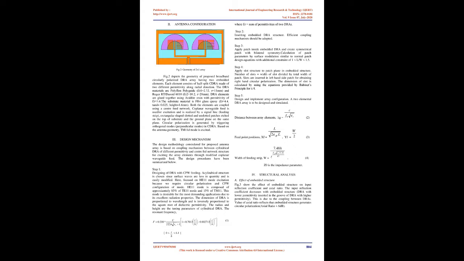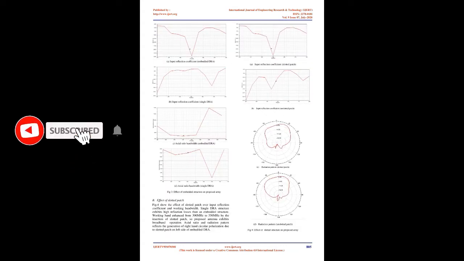The substrate material is FR4 glass epoxy, epsilon r equals 4.4, tan delta equals 0.025, height equals 1.6 mm. Both the elements are coupled using a center feed network. Coplanar waveguide feed is used for excitation and is realized by a signal line, feeding strip, rectangular shaped slotted and unslotted patches etched on the top of the substrate and the ground plane on the same plane. Circular polarization is generated by triggering orthogonal modes, perpendicular modes, in the CDRA. Based on the antenna geometry, the TM11δ mode is excited.